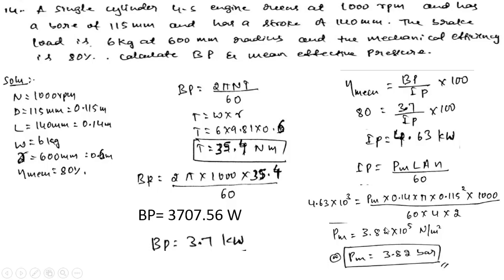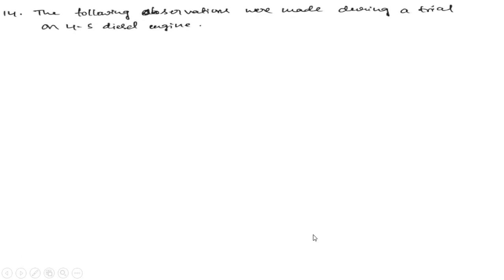This is the value of mean effective pressure. This is how we will calculate mean effective pressure: by calculating BP first, then calculating IP, then we will calculate mean effective pressure. So next let us move to problem number 14.